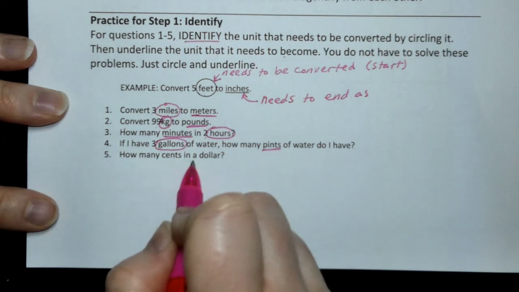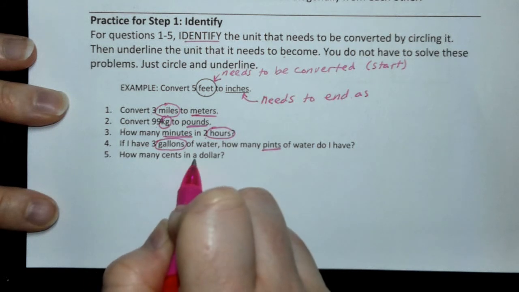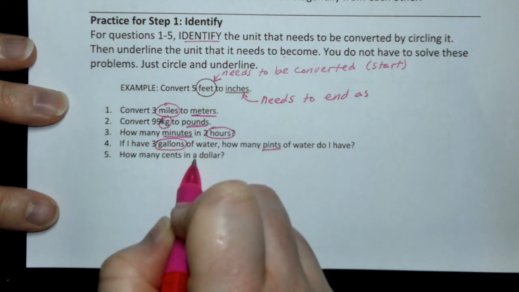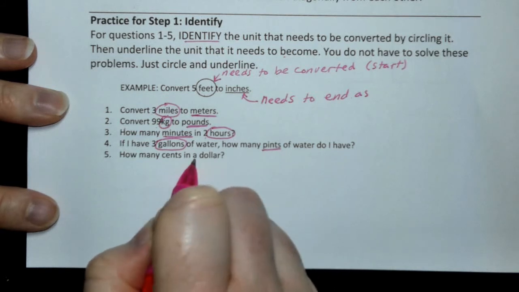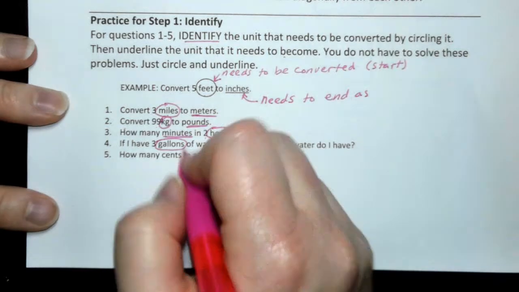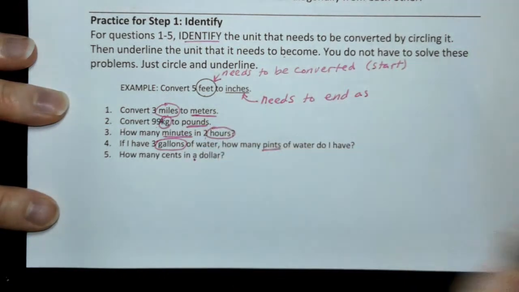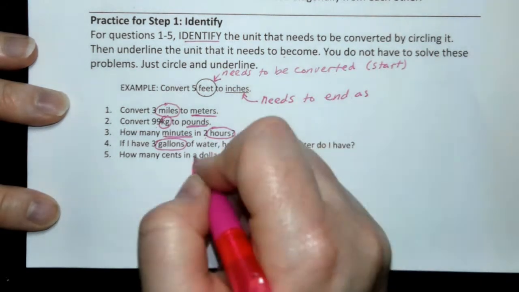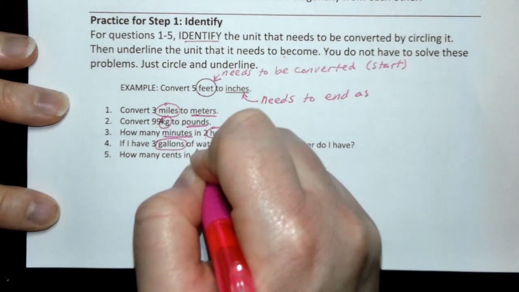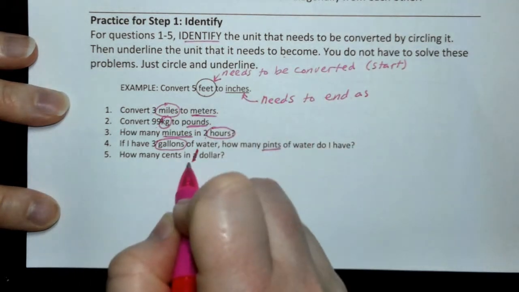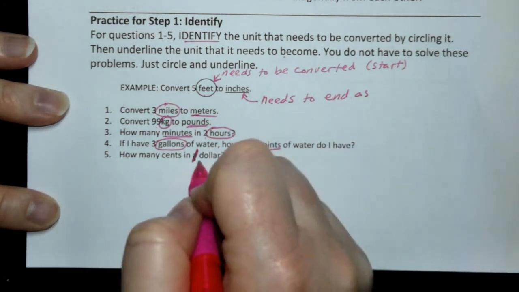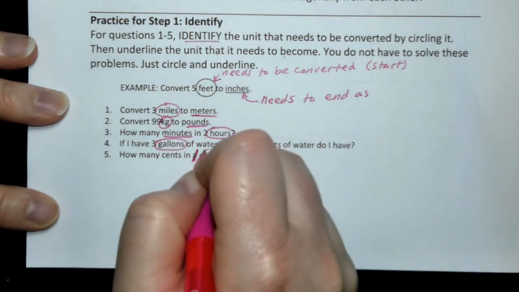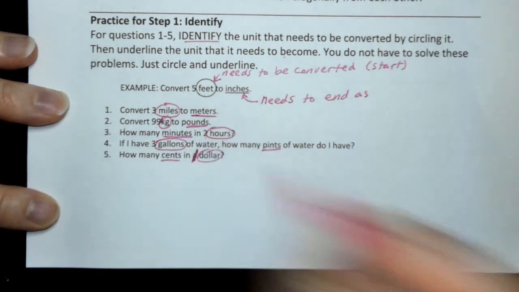How many cents are in $1? That's not a variable here. That's a pronoun, I think. I'm not your ELA teacher. But that is a word, a piece of the sentence that's telling us how many we have. A is another word for 1. So how many cents in $1? Dollar now has a number on it. Dollar is our starting, cents is our finish.